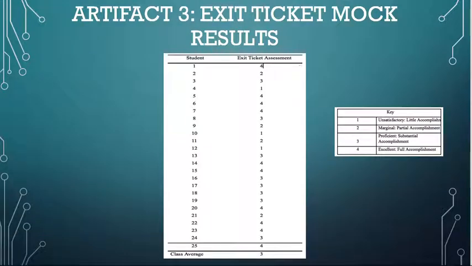Lavita provided artifact number 3, and this is displaying the mock results that we developed with a legend over here on the right, and it gives you the scale from 1 through 4 of mastery. And as the professor mentioned, we didn't put any names on there. We put the class average and the number of students as 1 through 25 as the data that she provided for us.